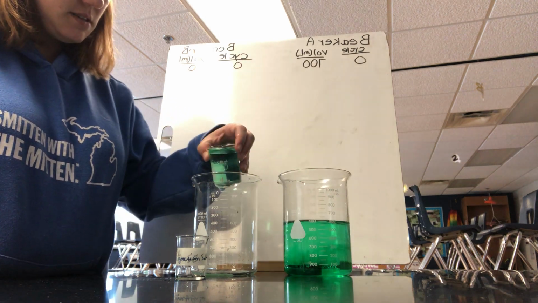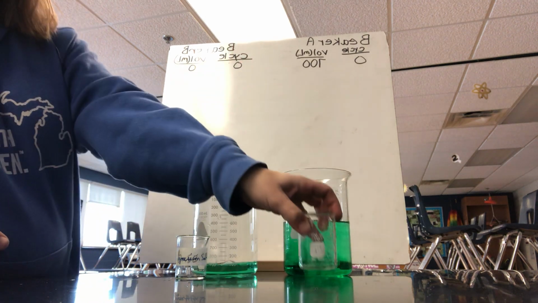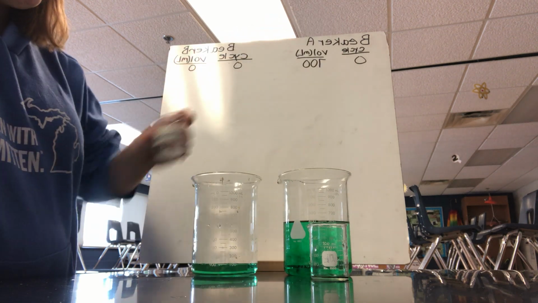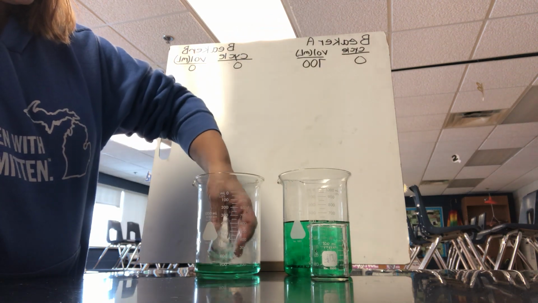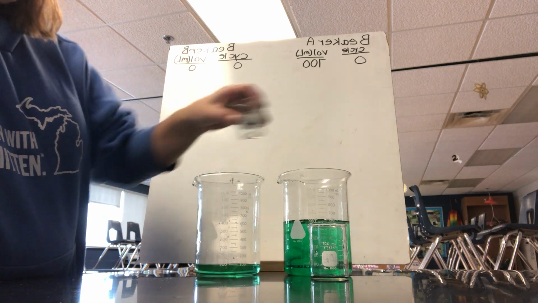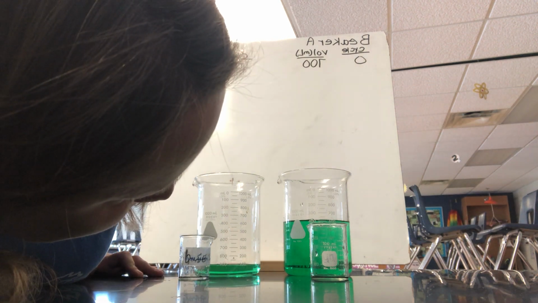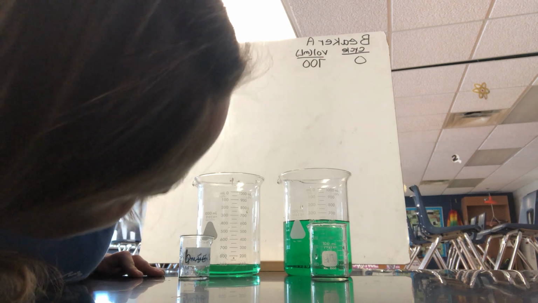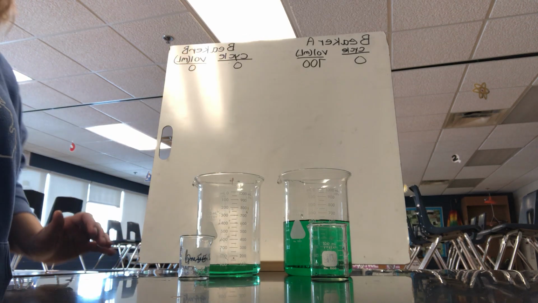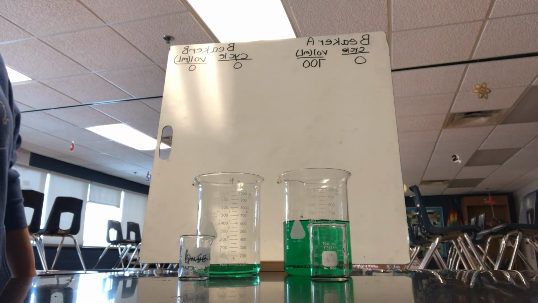So I took my 100 mL and I dump it into there. And then I'm going to take my 50, get as much as I can, and dump it into there. So after one trial, I have about 620 in my beaker A and about 80 in my beaker B. So let's go ahead and record that.